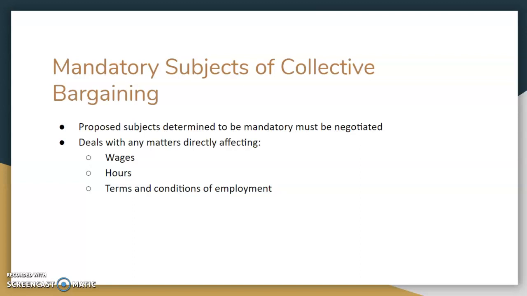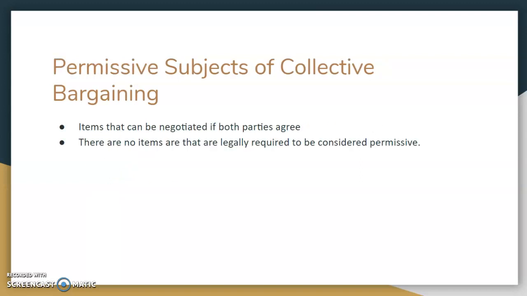Now, those every single year, or every single contract year, must be discussed. They are not optional. You have to talk about wages, make sure that you're updating things as you're supposed to. Hours, make sure that they're being updated in terms and conditions. There's also permissive subjects. Now, those are items that can be negotiated if both parties agree.